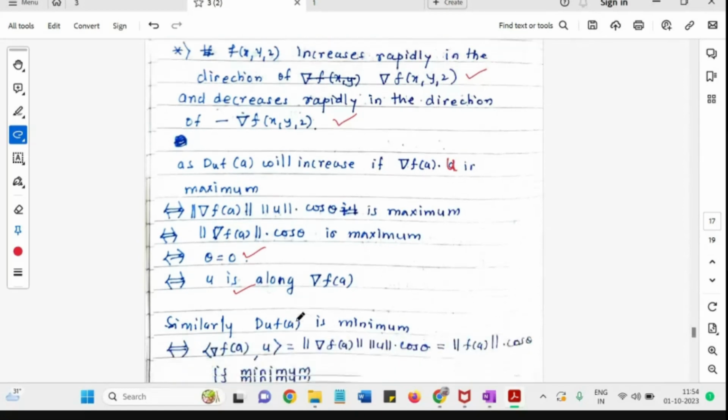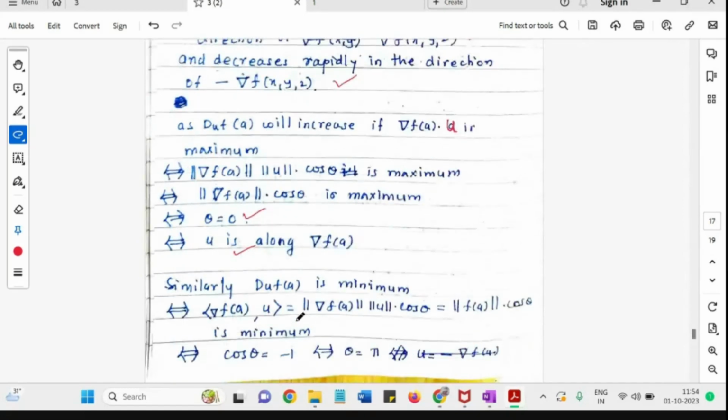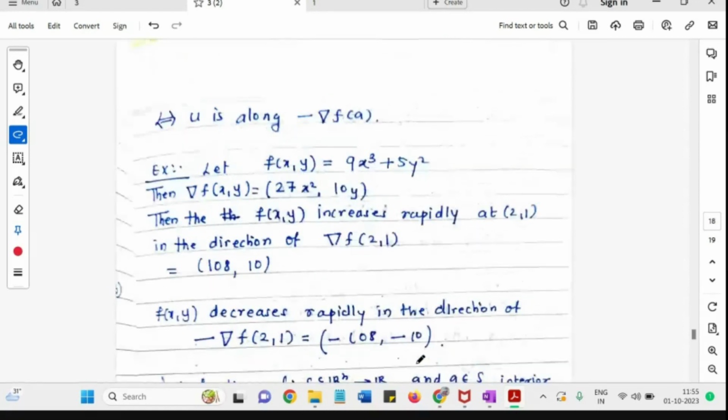Whereas the rate of change will be minimum, okay, if this inner product value is minimum. The inner product is given by the norm of the gradient of f, the norm of u, into cos θ. So this will be minimum if cos θ is minimum. The minimum value of cos θ is -1, which is obtained at θ = π. And hence the result. So u has to be in the direction of minus the gradient of f at a.